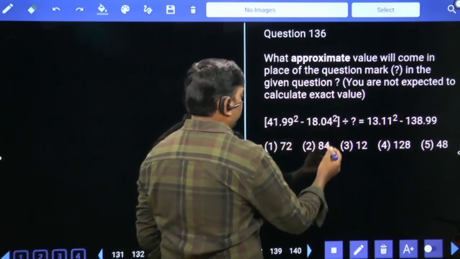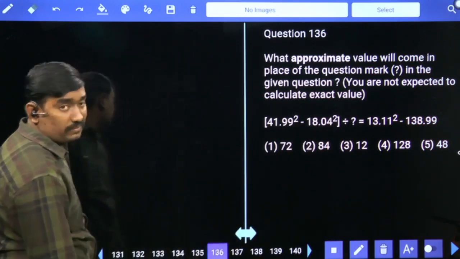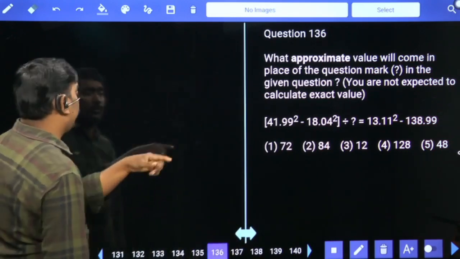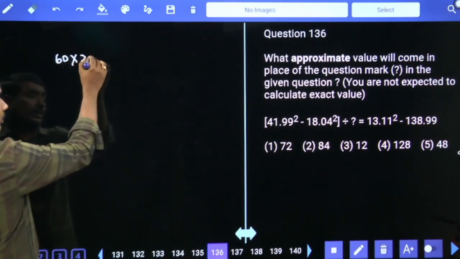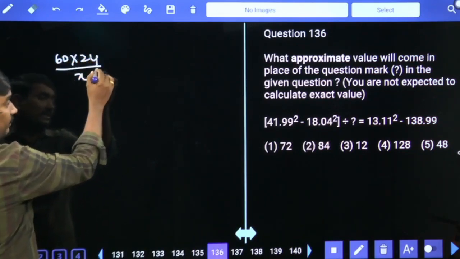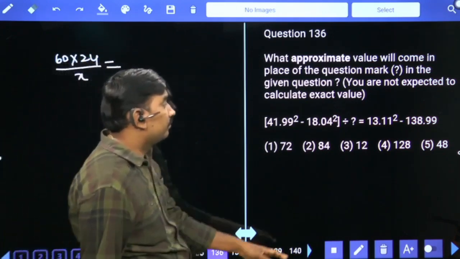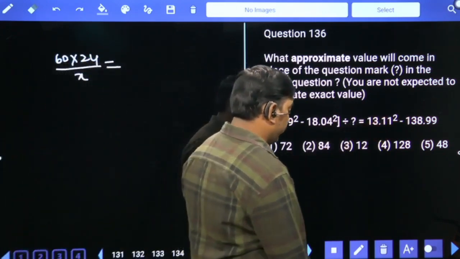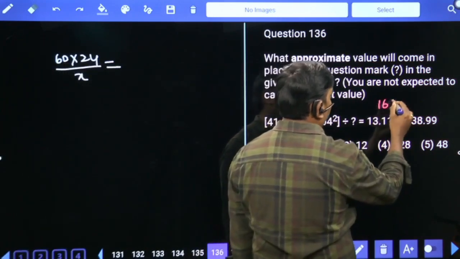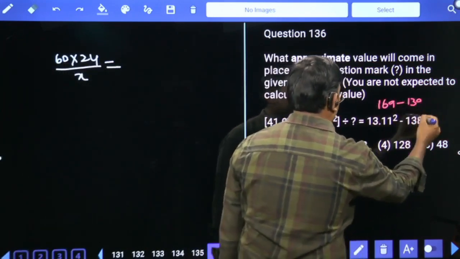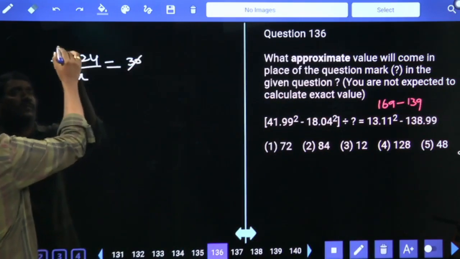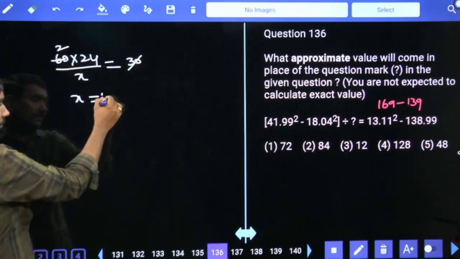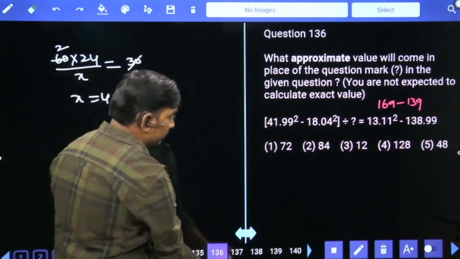42 square minus 18 square, A square minus B square. 42 plus 18 is 60, 42 minus 18 is 24, by X. 13 square is 169, minus 139 means 30. X equal to 48. Fifth option is your answer.